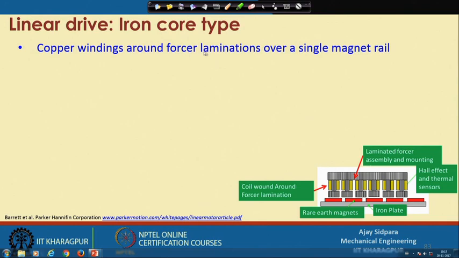So, there is copper winding around the forcer lamination over a single magnet rail. So, we have only one rail of the magnet. This is called a single rail magnet.